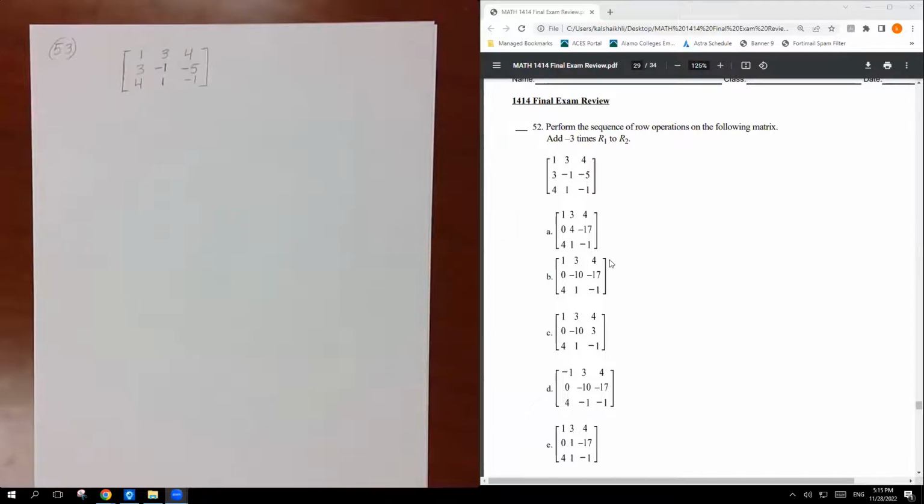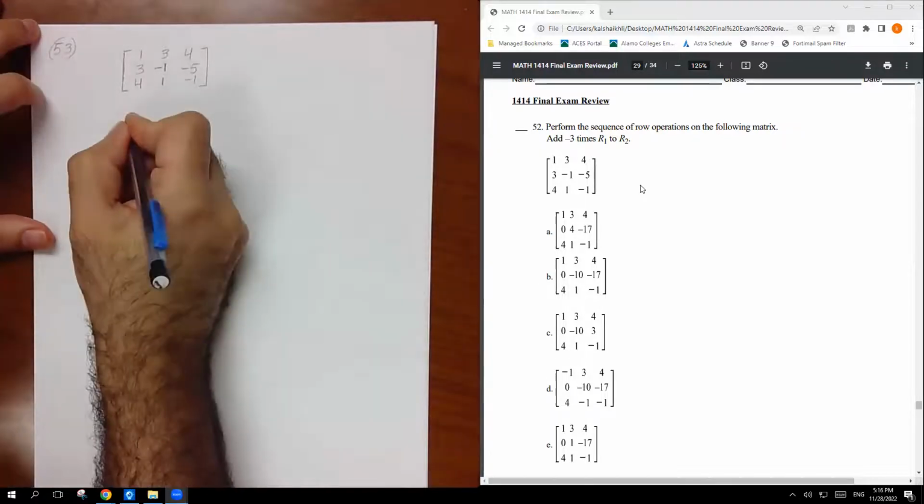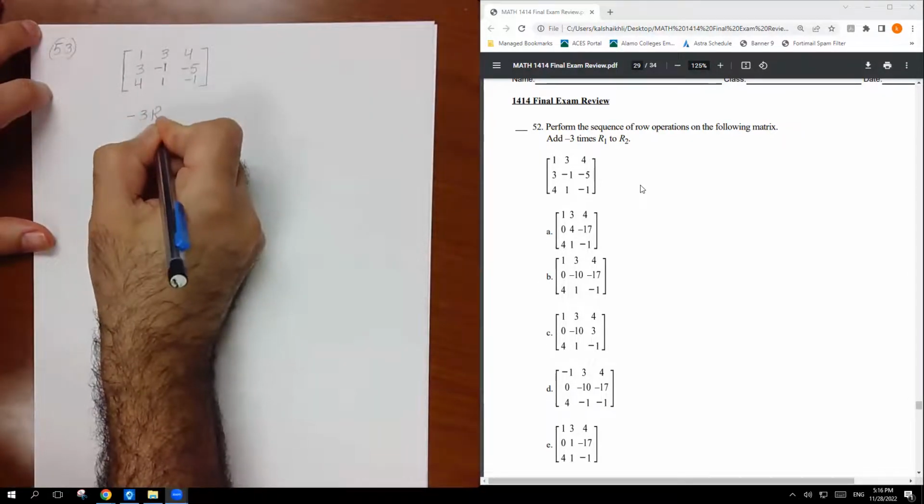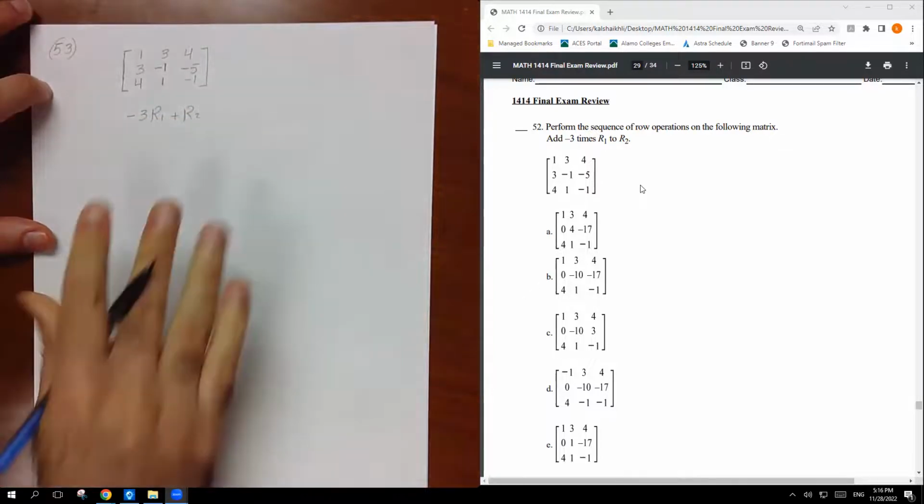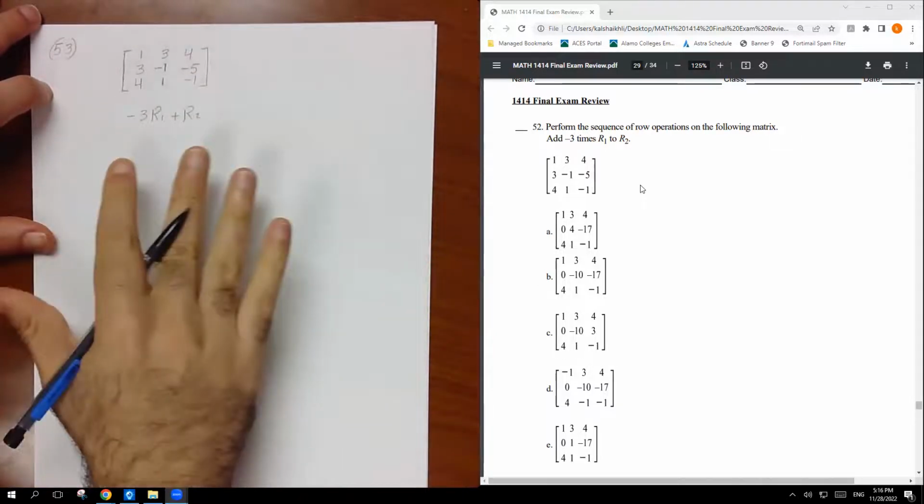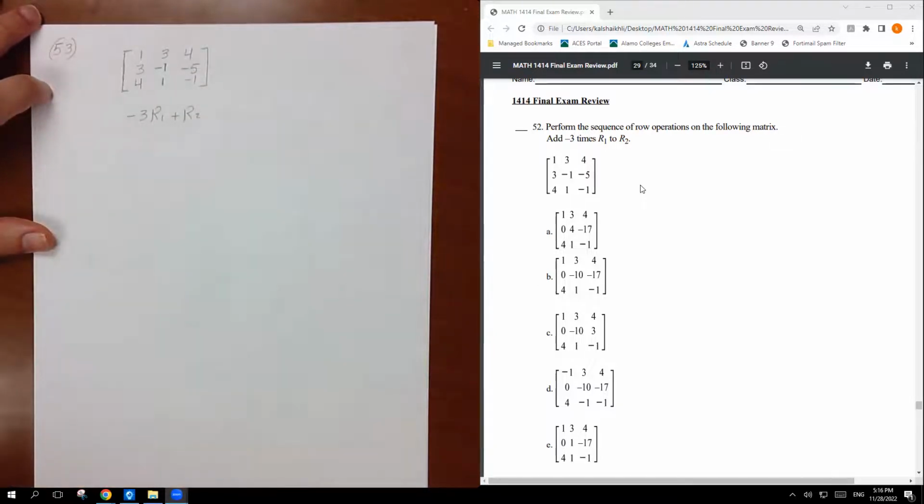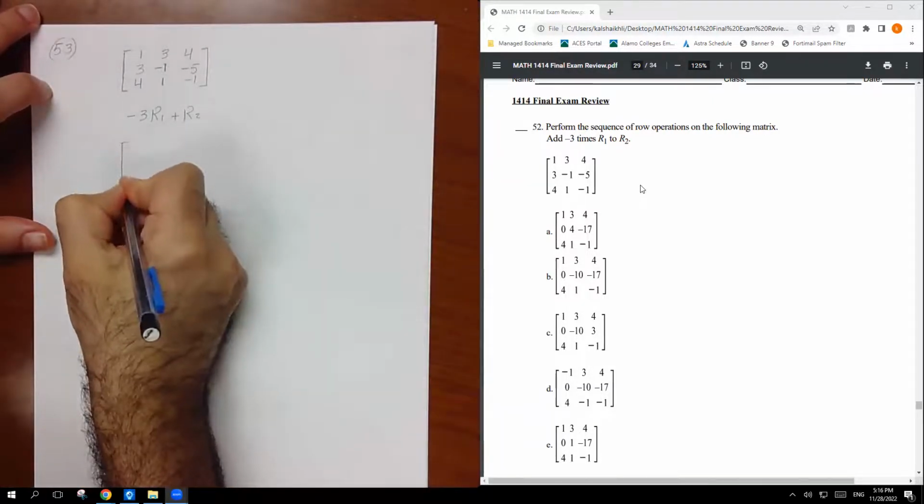So for 52, we're going to perform the sequence of row operations. They ask you, here's the equation, so here's the matrix, and we need to add -3 times R1 to R2. Be careful here. So -3 R1, you're going to add it to R2. What I'm going to do is this operation here and check my result, which one is going to be A, B, C, D, E. So here is the new matrix.